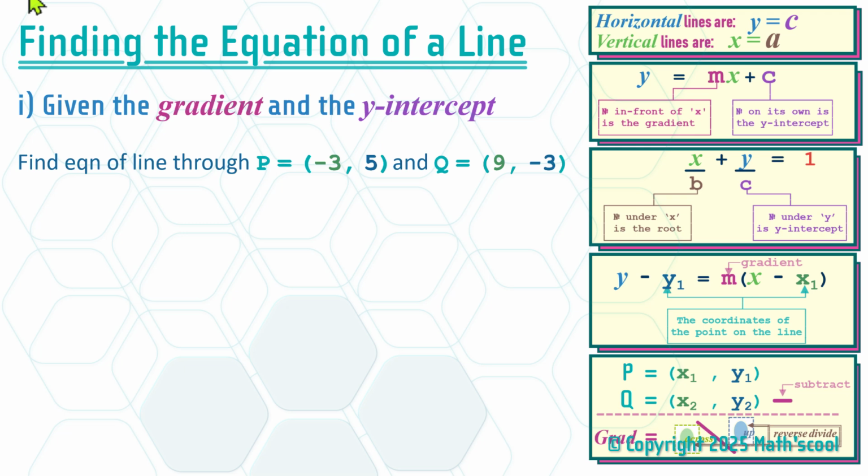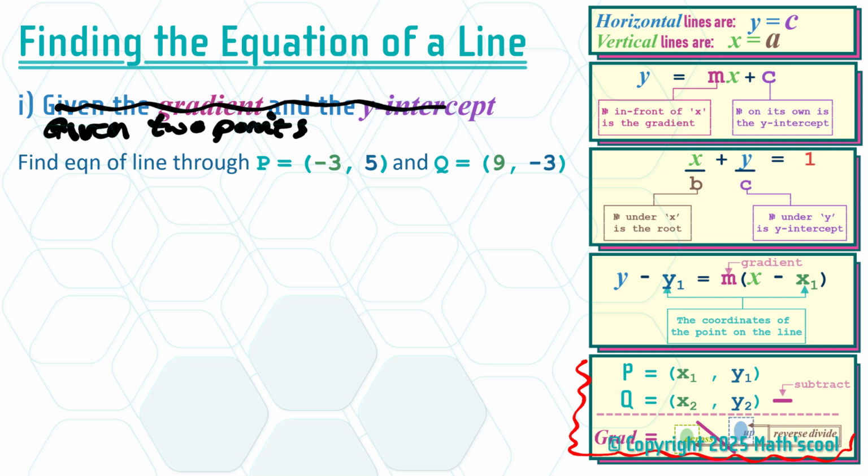Okay, and then the last question, which is given 2 points. So now we're given 2 points. What we're going to do is use these points to find the gradient. That's what this is telling us. Use the points to find the gradient.